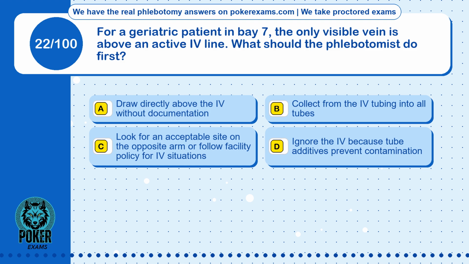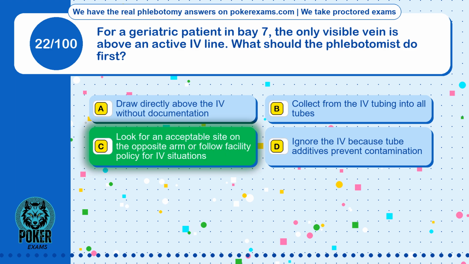Question 22. For a geriatric patient in Bay 7, the only visible vein is above an active IV line. What should the phlebotomist do first? Option A, draw directly above the IV without documentation. Option B, collect from the IV tubing into all tubes. Option C, look for an acceptable site on the opposite arm or follow facility policy for IV situations. Option D, ignore the IV because tube additives prevent contamination.